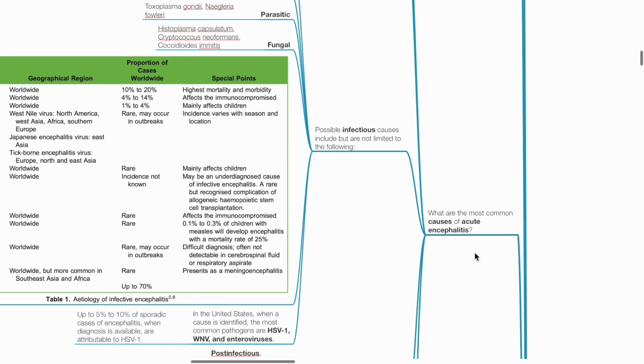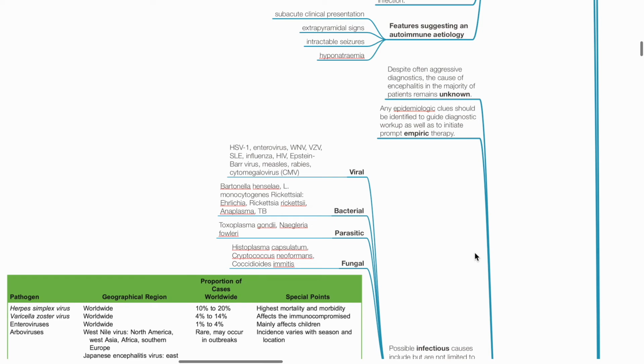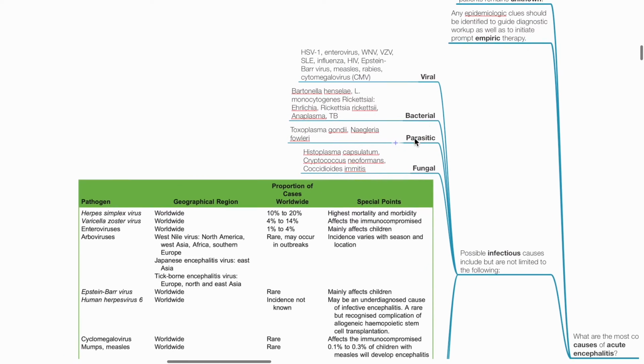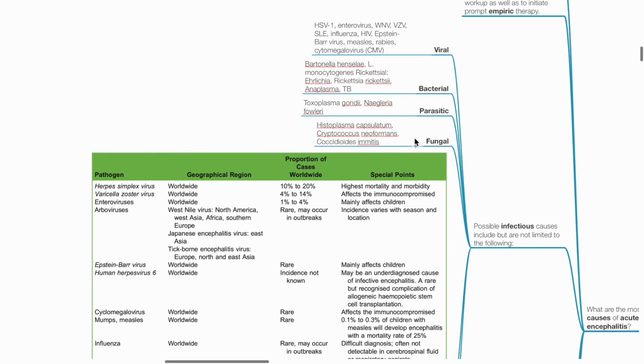What are the most common causes of acute encephalitis? Despite often aggressive diagnostics, the cause of encephalitis in the majority of patients remains unknown. Possible infectious causes include viral, bacterial, parasitic, and fungal. Examples of viral infection include HSV, enterovirus, West Nile virus, VZV, SLE, influenza, HIV, Epstein-Barr, measles, rabies, and CMV.